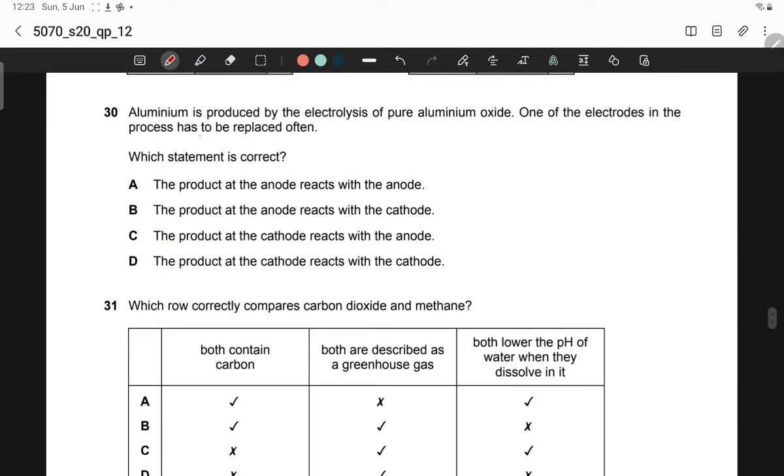So D option is correct. Question number 30. Aluminium is produced by the electrolysis of pure aluminium oxide. One of the electrodes in the process has to be replaced often. Which statement is correct? The product at the anode reacts with the anode. Yes, the product at the anode is oxygen, which reacts with the anode, like carbon plus oxygen to form carbon dioxide. So A is correct option.